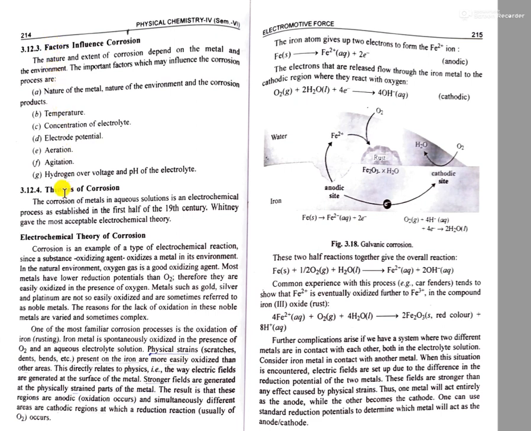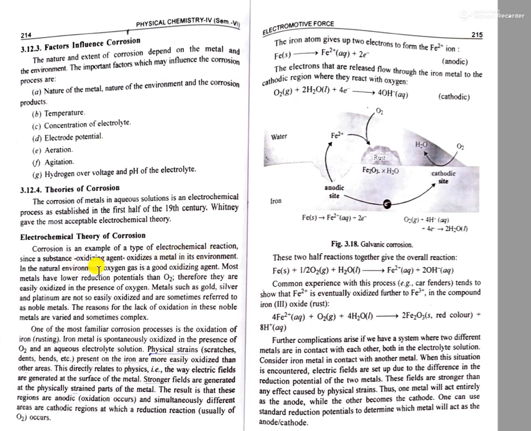There are various theories associated with corrosion, that is, how the metal surface corrodes. The most common one is the electrochemical theory of corrosion. So let us see this. Corrosion is an example of a type of electrochemical reaction, since a substance, that is an oxidizing agent, oxidizes a metal in its environment.